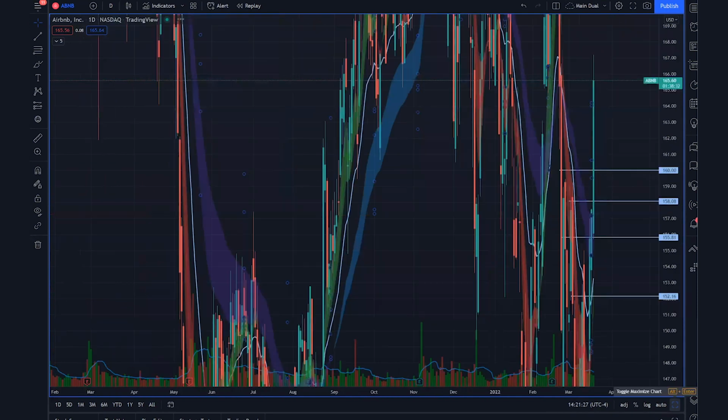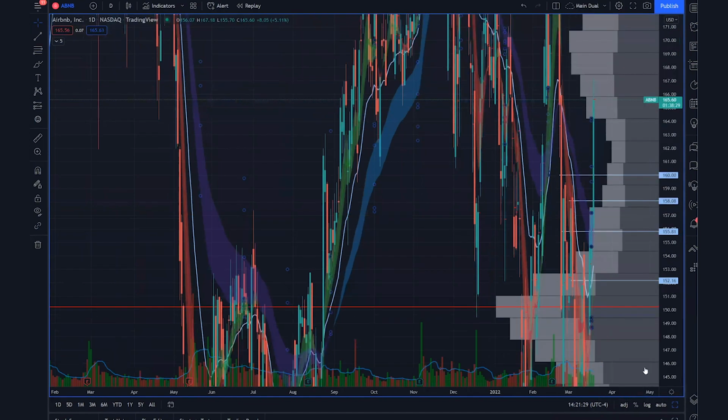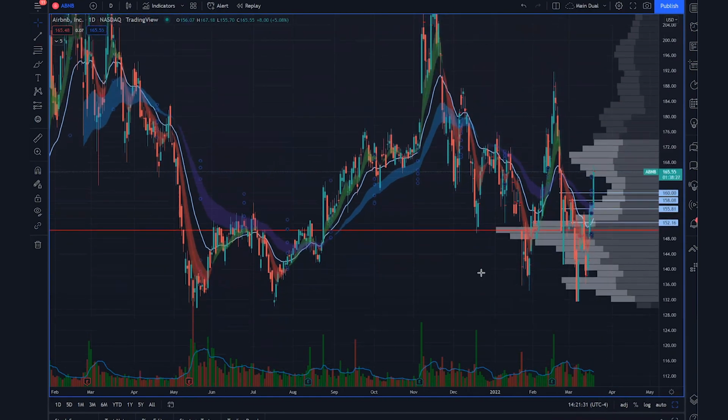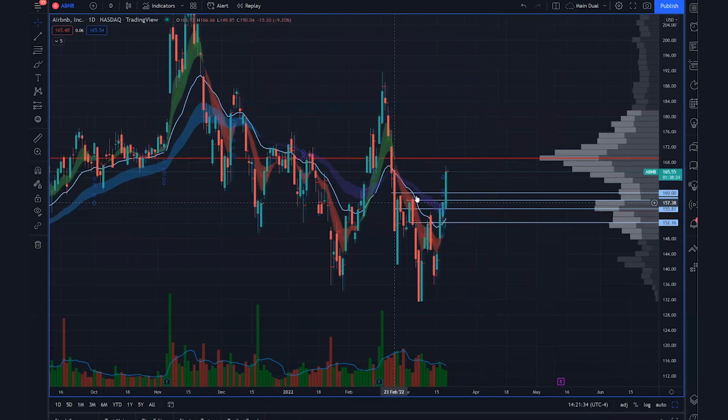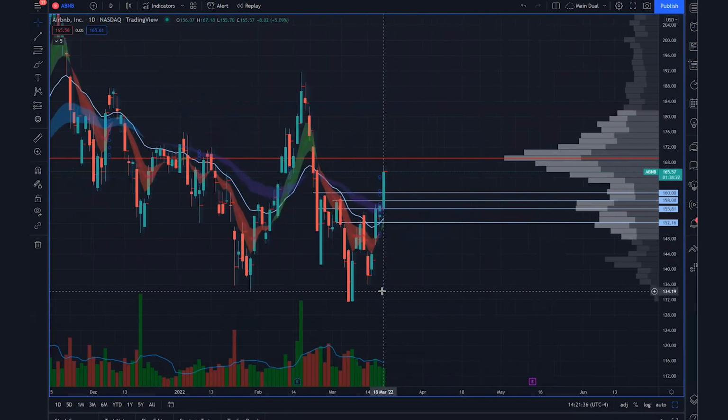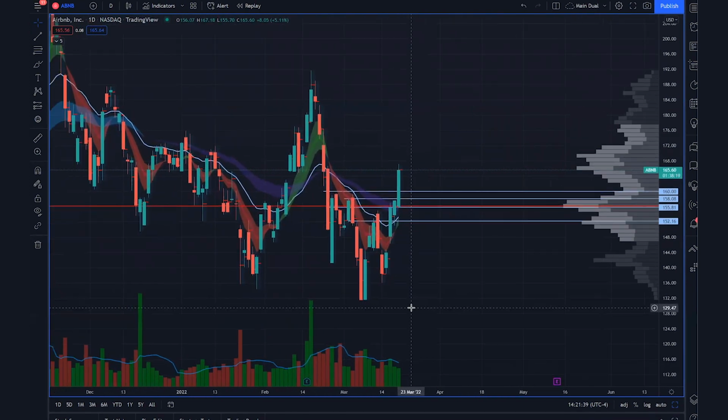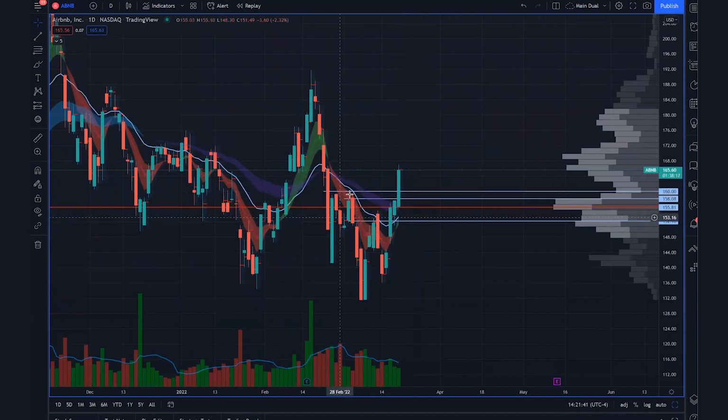So let's go to the daily. We'll start with the daily here. And this is why I really liked Airbnb, because it's been consolidating fairly well. Some can argue it's in a bear market, but right now, what we're seeing is a consolidative period here with multiple tests of a key resistance.